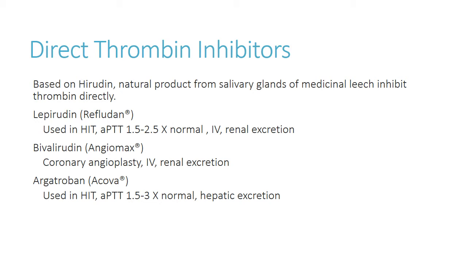Okay, so those were the heparin-based molecules there. Next, we're going to look at what we call direct thrombin inhibitors. These are, again, going to be just IV agents for the most part here. And these are actually based off a product called hirudin, which actually comes from leeches.